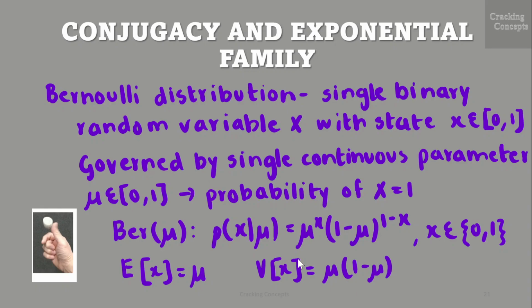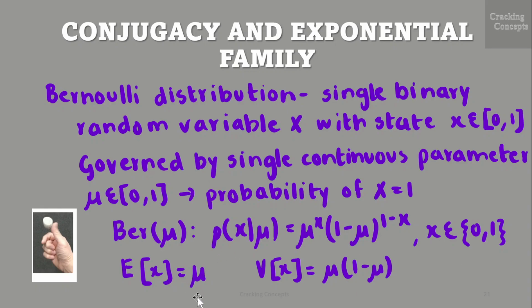We'll begin with Bernoulli. It is a distribution for a single binary random variable x with state x, which is an element of {0, 1}. Now this is governed by a single continuous parameter mu, which also belongs to [0, 1], that represents the probability of x equal to 1. The Bernoulli distribution is defined as p of x given mu, which is mu raised to x into (1 minus mu) the whole raised to 1 minus x, where x is an element of {0, 1}.